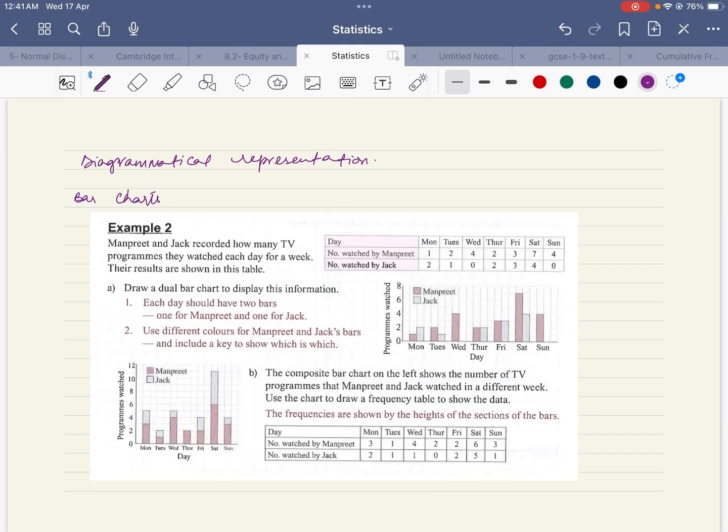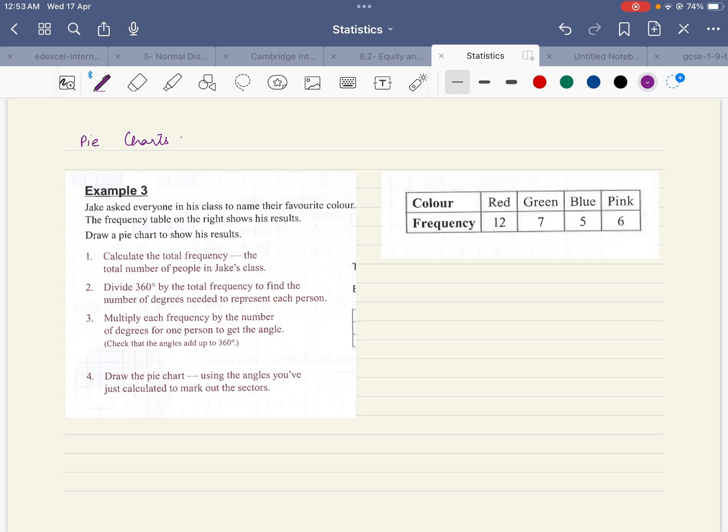Next we have pie charts. Jake asked everyone in the class to name their favorite color. The frequency table on the right shows his results. These are the results. First, let's see what is the total number of people. 12 plus 7 is 19. 19 plus 5 is 24. 24 plus 6 is 30. Total frequency is 30.